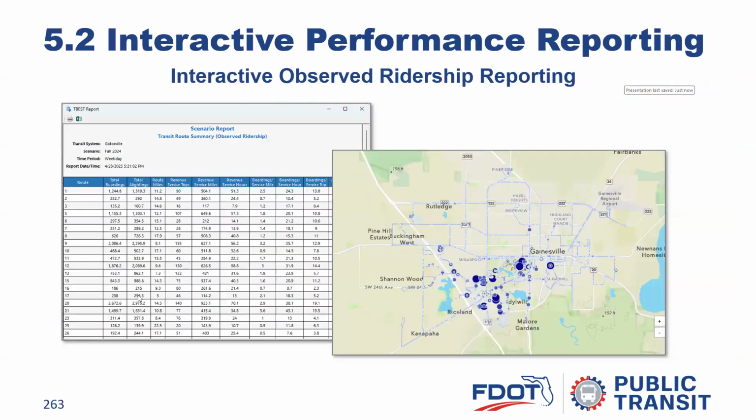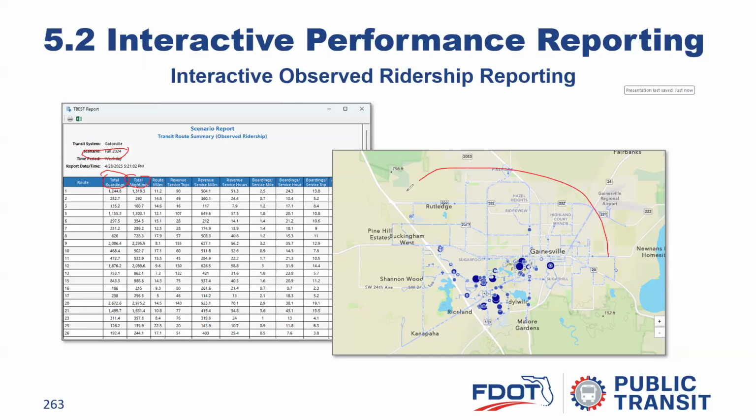All right, just another rendering. This is observed ridership reporting, and this is at the route level. What you see is the fall 2024 Gatorville scenario. You have total boardings here, total alightings. So this is your boardings and alightings that would come from your APC data.